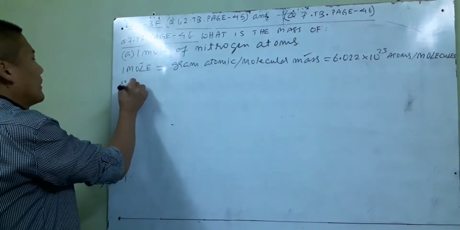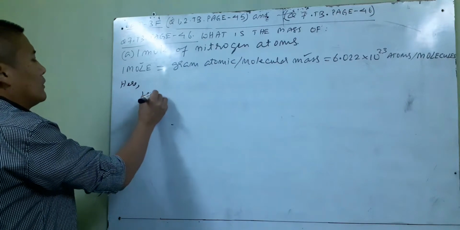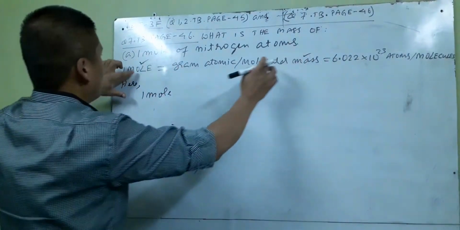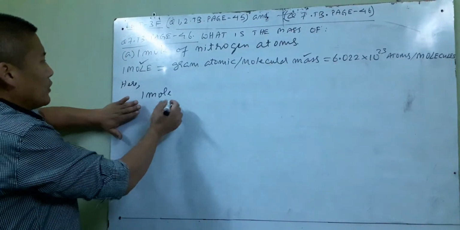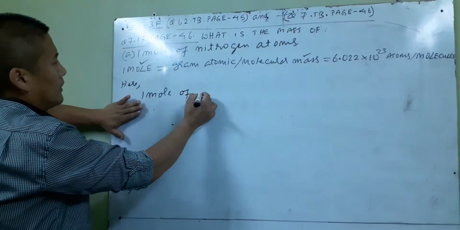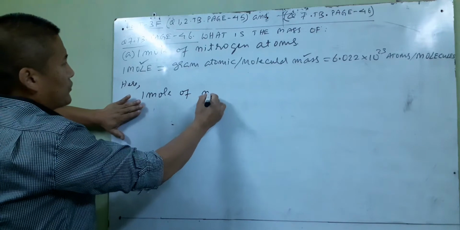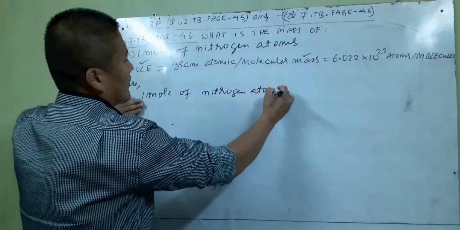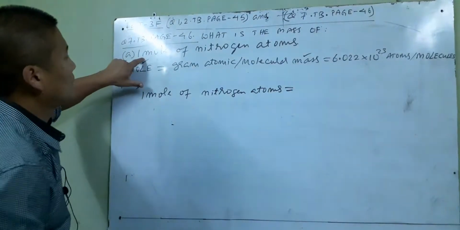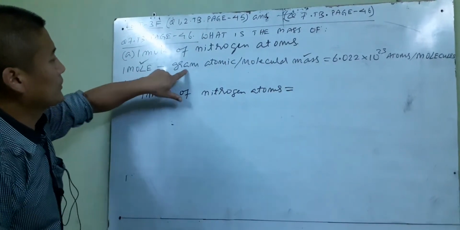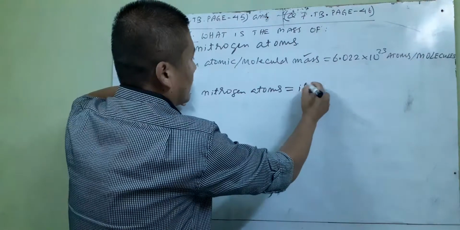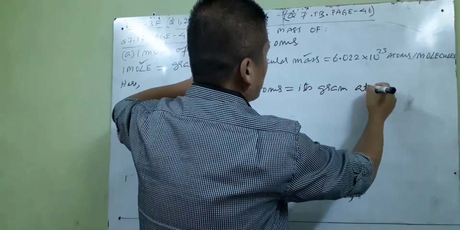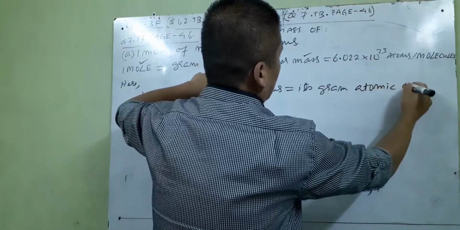So here, 1 mole, these 2 we're going to use, right? This is mass, mole and mass. So 1 mole of nitrogen atoms is always equal to its gram atomic mass.